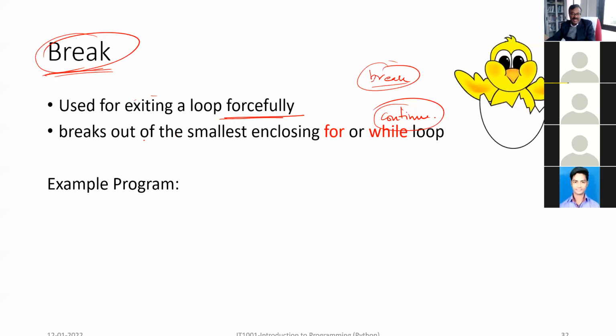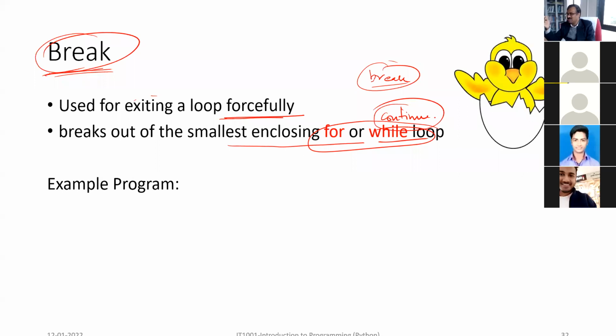So when you use break, it will break out of the smallest enclosing for or while loop. As I said, it can be used inside a for loop or a while loop. And when you use this, depending upon which loop you have put it in the body of, that particular loop is going to get terminated. So if we have loop within loop, obviously the loop which is using this break statement will be terminated. Right.